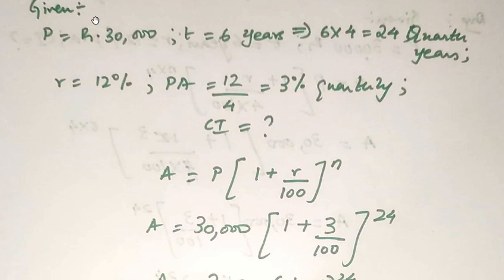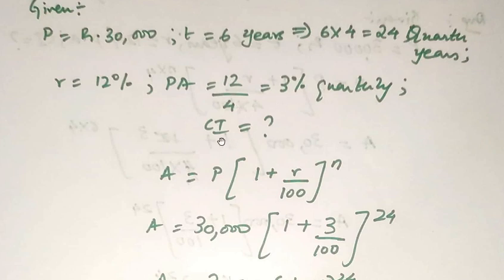So principal is equal to 30,000, time they have given is 6 years. So 6 into 4, how many quarters do we get? 24 quarters. So rate of interest is equal to 12%. So per annum it is 12%. So on quarterly basis, if you have to convert it, it's 12 by 4, which is 3% quarterly.